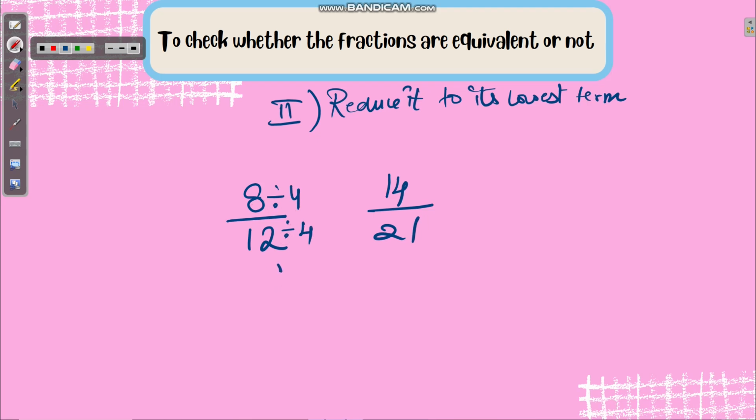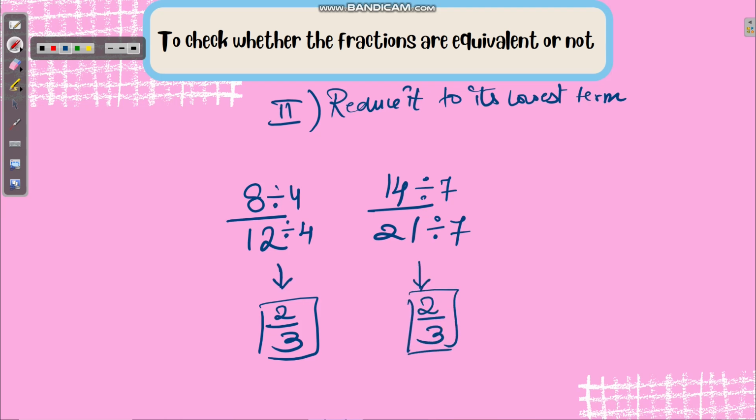So when you divide, you will get the answer as 2 upon 3. This is the lowest term. I cannot go beyond this. This is the simplest form. Okay. Is there any number which can divide 14 and 21? And what is the HCF of 14 and 21? It is 7. So you always divide by HCF. So if you divide this, you will get the answer as 2 by 3.